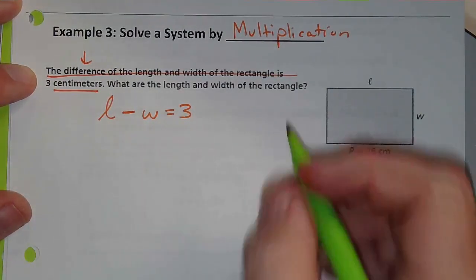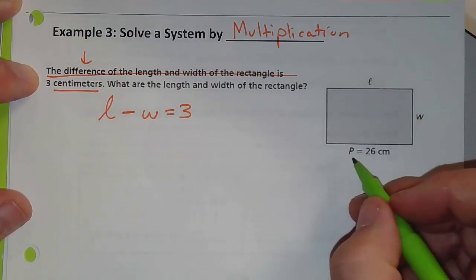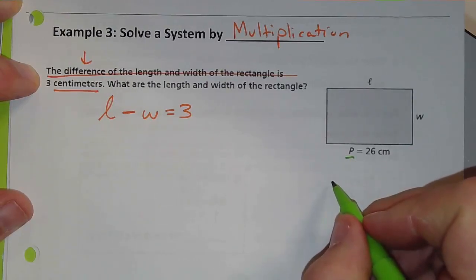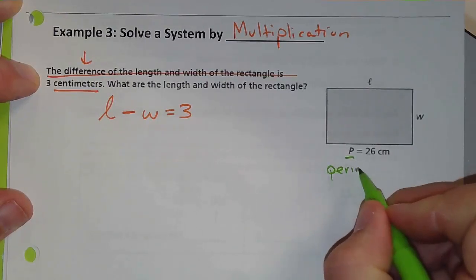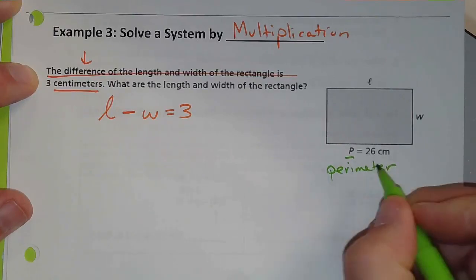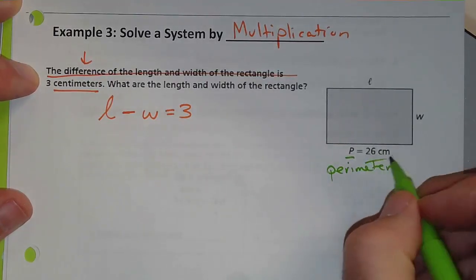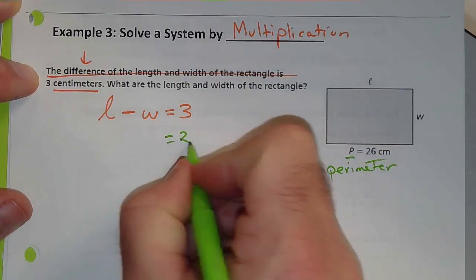I go to the other one here. Oh, we don't even have, okay, we got this. What's that mean? Really good. That's perimeter. The perimeter is 26, so we know that's going to equal 26.